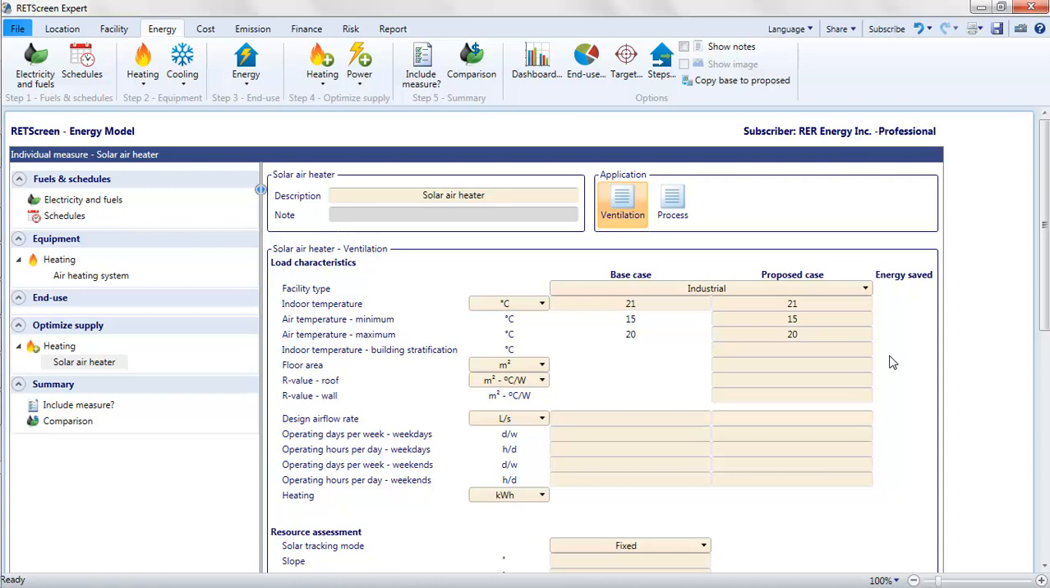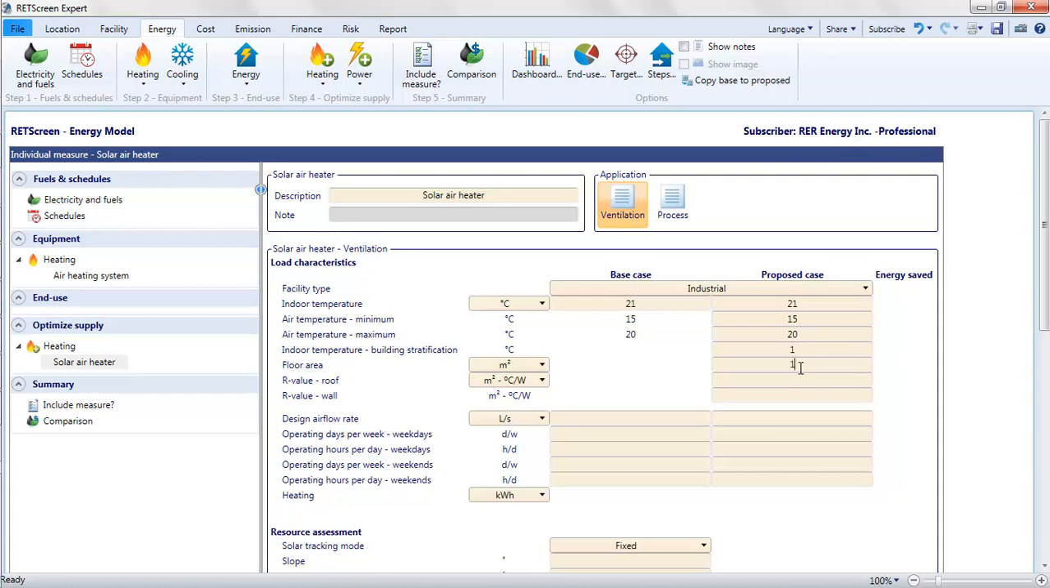For the indoor temperature building stratification, this parameter indicates how much hotter the building inside air is at ceiling level, where hot air accumulates, versus floor level, where occupants are. With high ceilings and equipment acting as point sources of heat, you would expect a high level of stratification, that is, a much higher ceiling level temperature. But in actual fact, this was measured and a difference of only 1 degree Celsius was found. I'll enter 1 degree, therefore, for the building stratification.